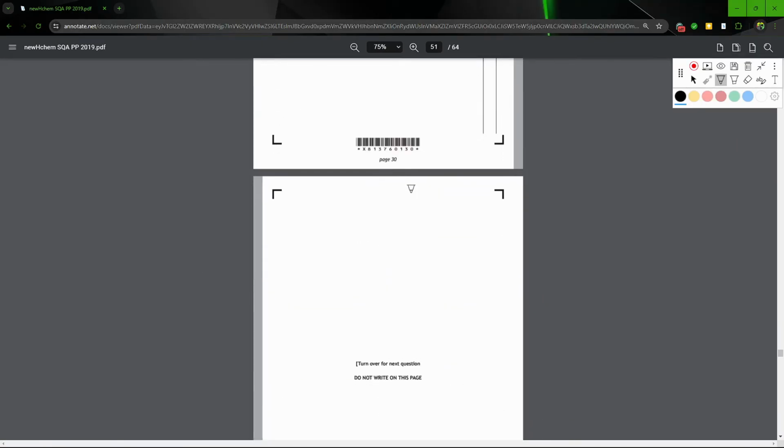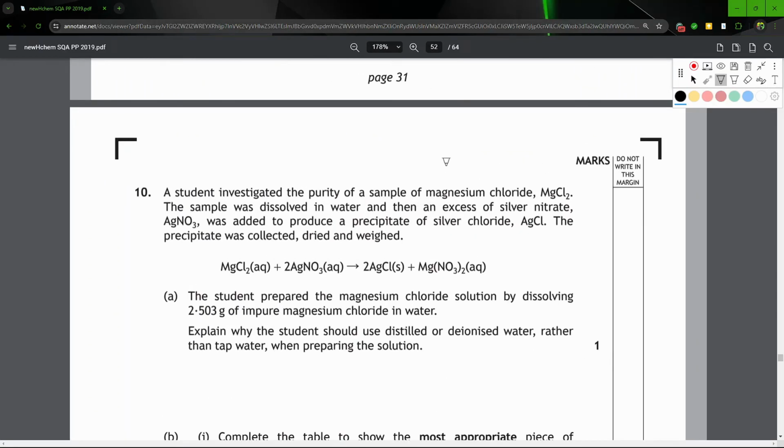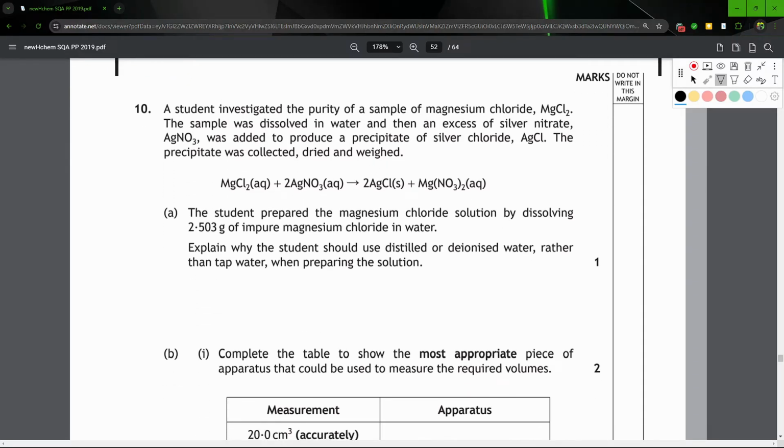Okay, turn over the next question. Number 10. A student investigated the purity of a sample of magnesium chloride. The sample was dissolved in water and an excess of silver nitrate was added to produce a precipitate of silver chloride. The precipitate was collected, dried, and weighed. The student prepared the magnesium chloride solution by dissolving 2.503 grams of impure magnesium chloride in the water. Explain why the student used distilled or deionized water rather than tap water in preparing the solution.